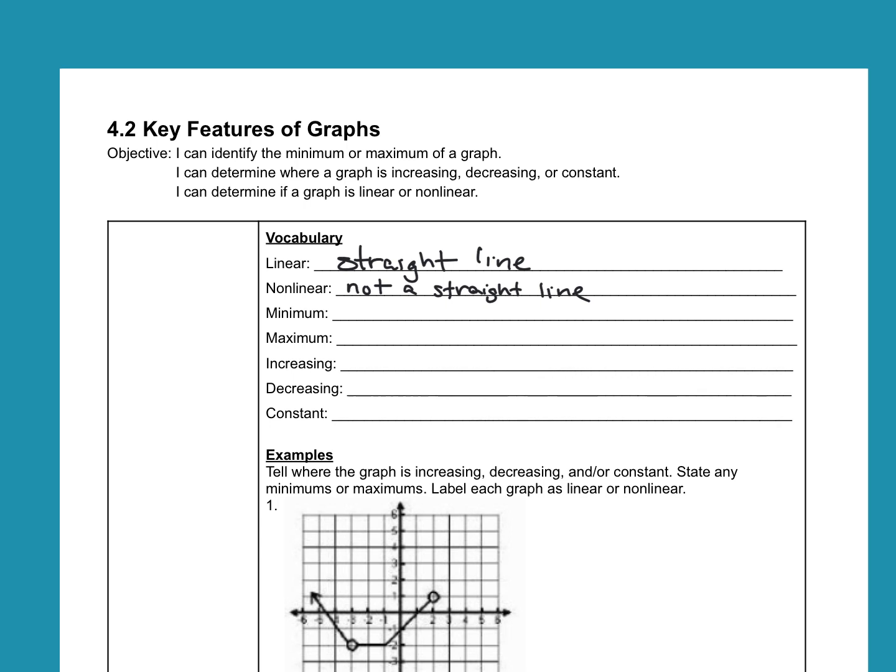And then minimum and maximum. A minimum is the smallest or lowest, since we're looking at a graph, y value. And then a maximum is the opposite. It's the biggest or the highest y value.